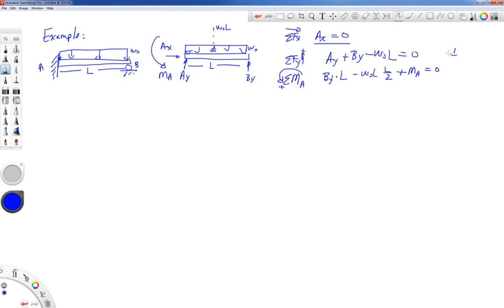So let me label this as equation 1, and this is equation 2. So we have 2 equations. We have 3 unknowns. And just to be clear, our unknowns are AY, BY, and MA. All right.